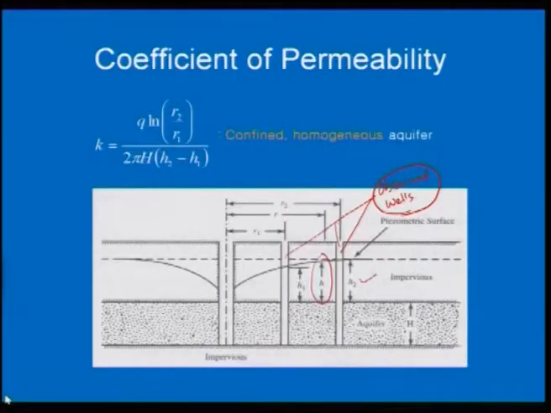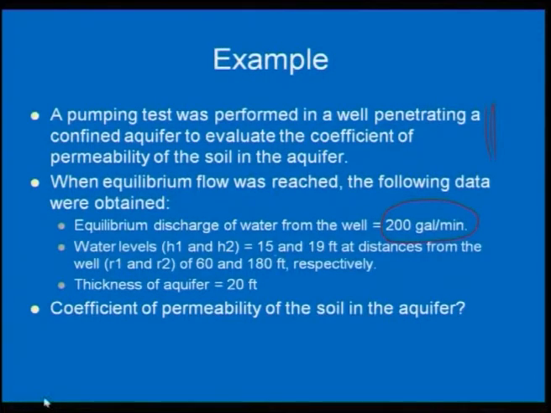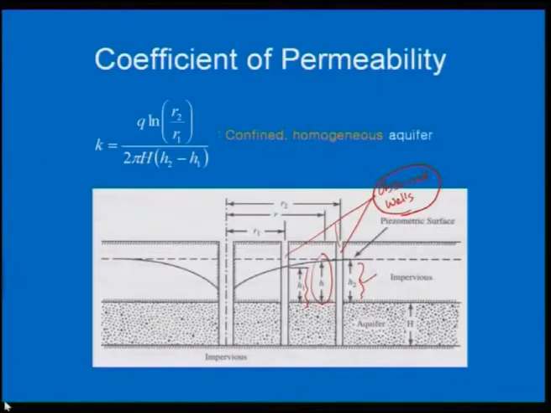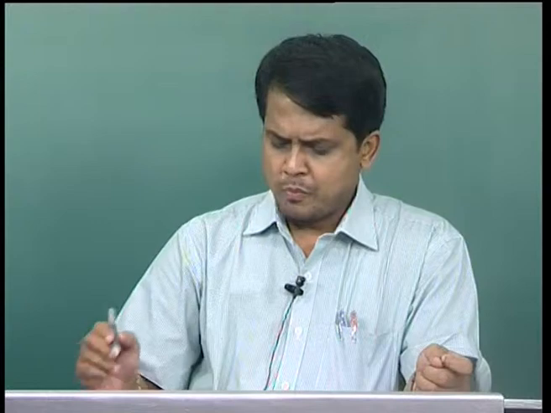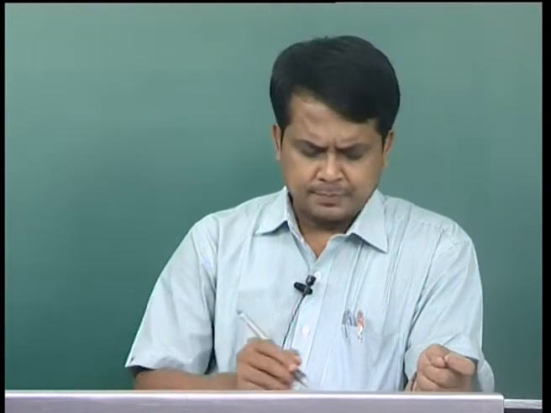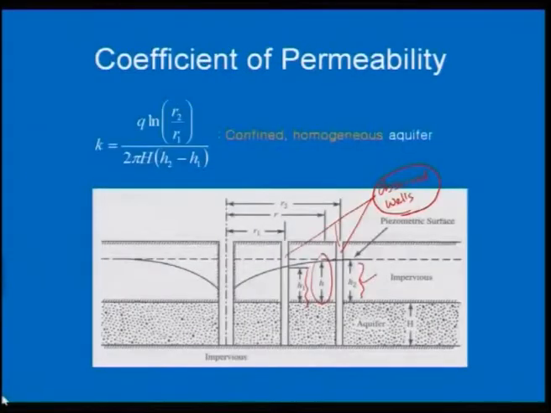If you look here, this is your H1 and H2, about 15 and 19 feet, and the discharge observed from the discharge well is 200 gallon per minute, and the thickness of the aquifer is equal to 20 feet. Thickness of the aquifer means this. This thickness of aquifer is your 20 feet, H is equal to 20 feet.